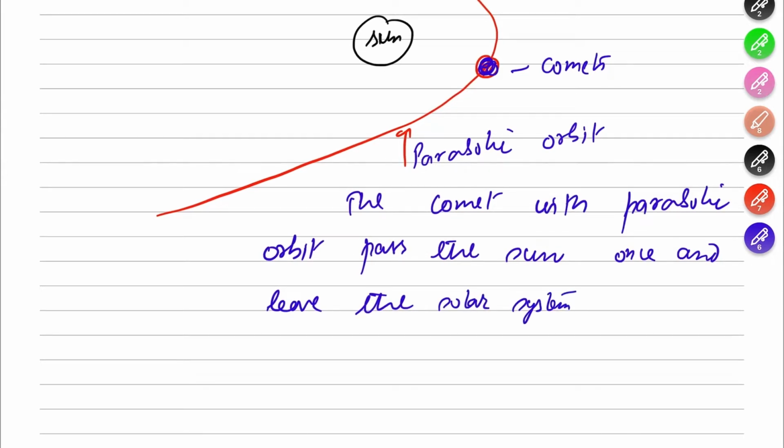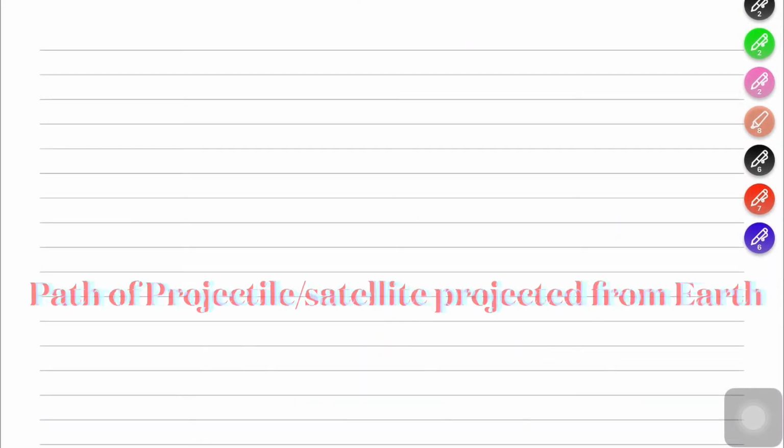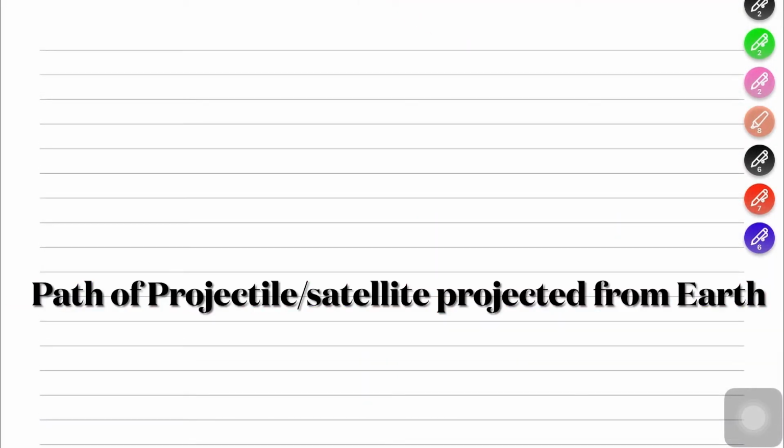Okay, so if any comet has a parabolic orbit, it will be observed only once and then it will never come back to the solar system. Okay, so next we will see the path of a projectile.